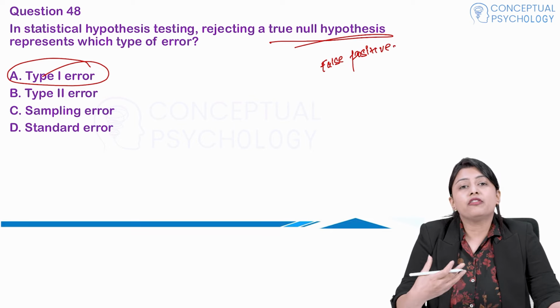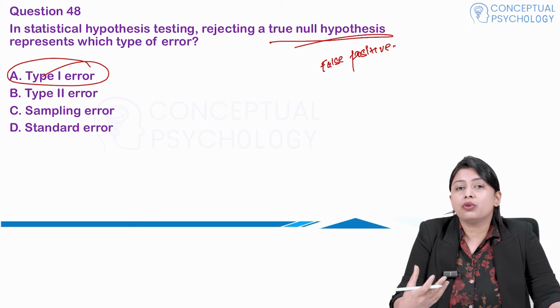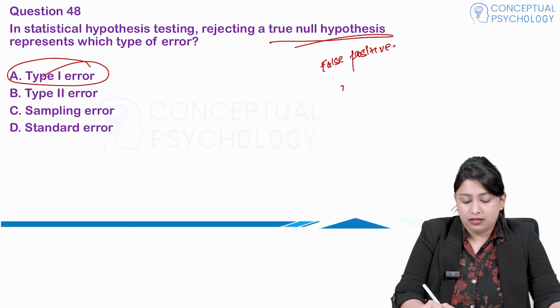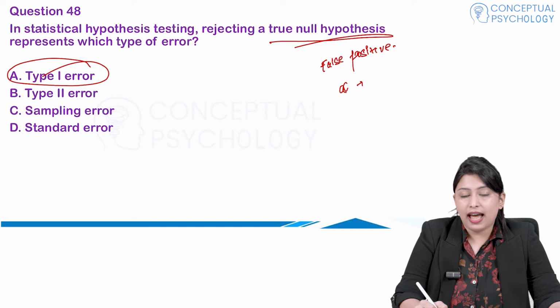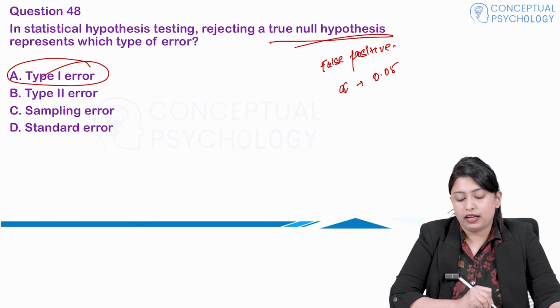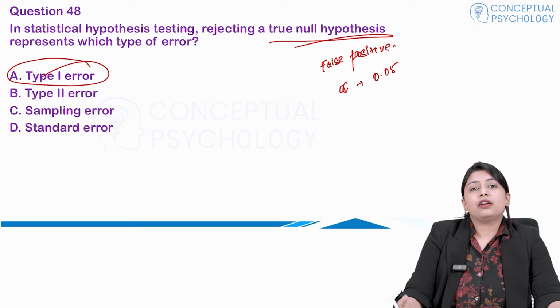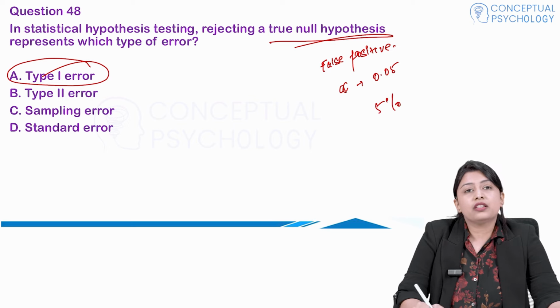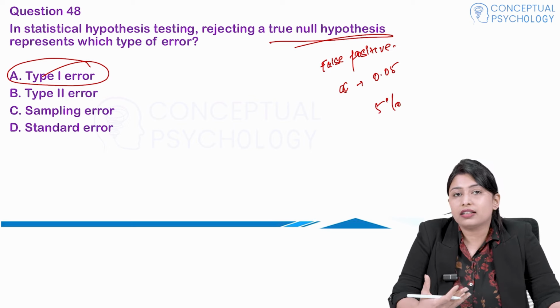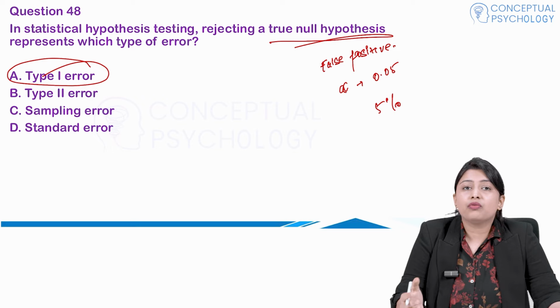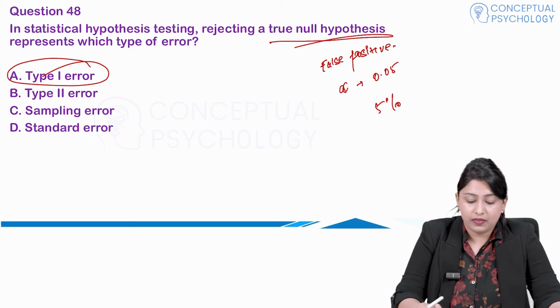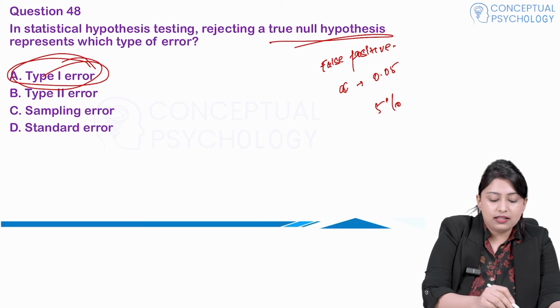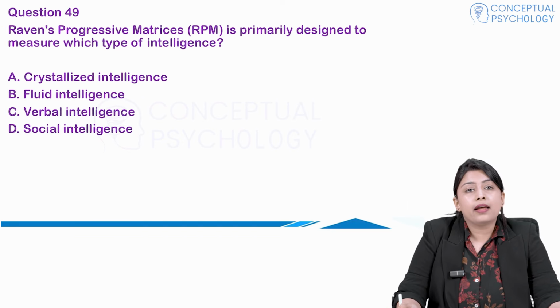So the probability of making a type 1 error is controlled by the alpha level, commonly set at 0.05. So it means that we accept a 5% chance of incorrectly rejecting a true null hypothesis, which could lead to false conclusions about the treatment effectiveness. The correct answer is type 1 error.